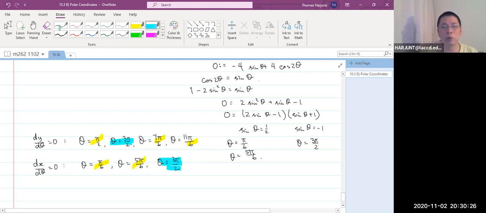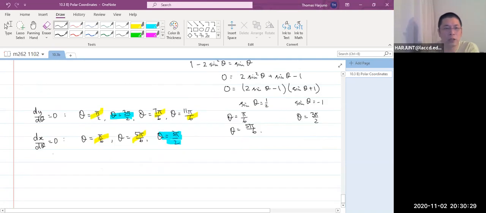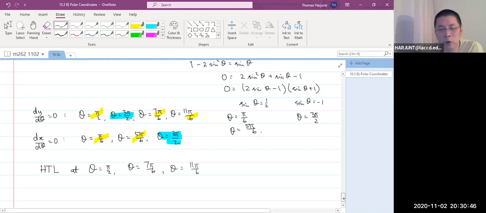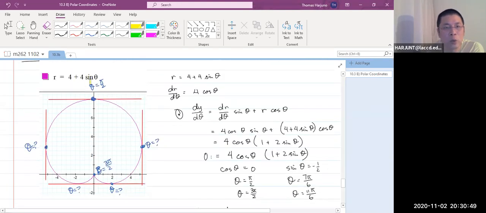Okay, at least at this point we can say the following: horizontal tangent line at theta equals pi over 2, theta equals 7 pi over 6, theta equals 11 pi over 6. If I look back to that graph here, this is one of my horizontals, and the other two are actually here. Now I can tell more about this. This is 7 pi over 6. This is 11 pi over 6.